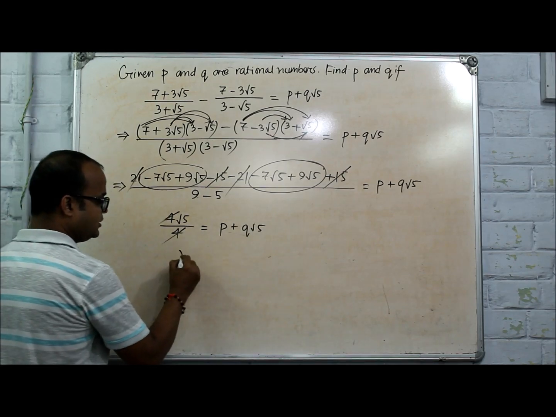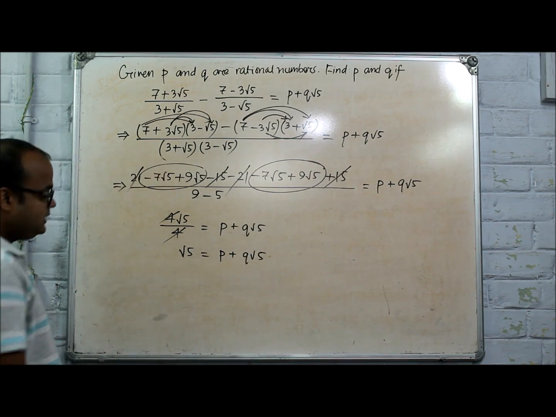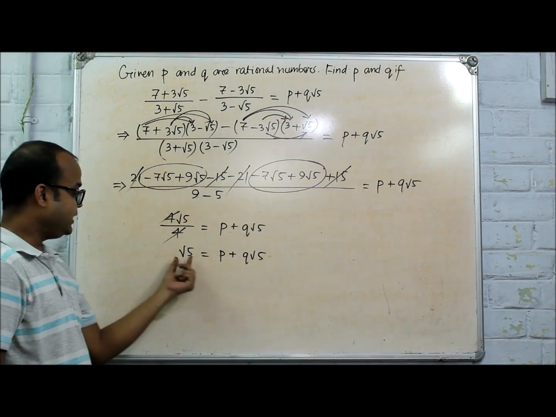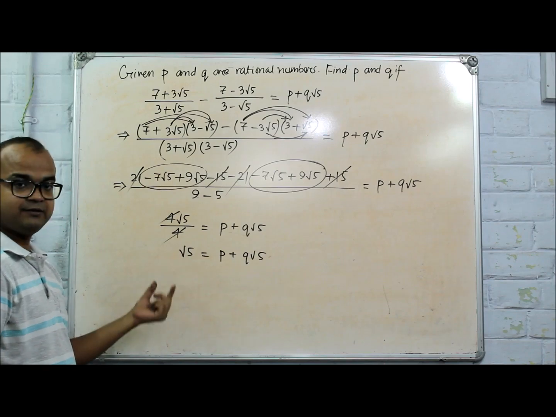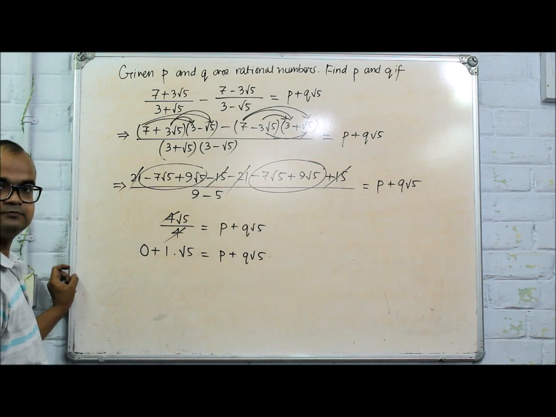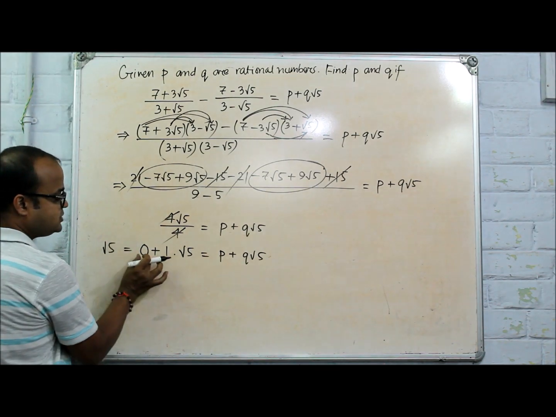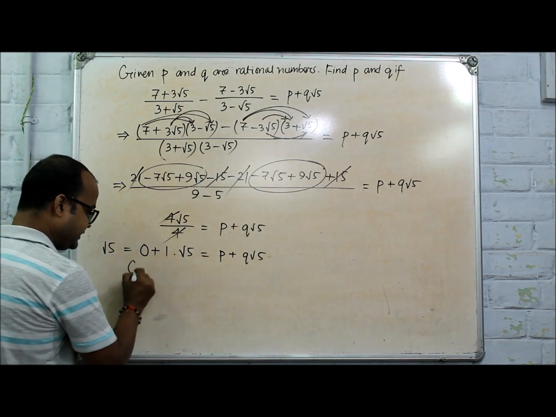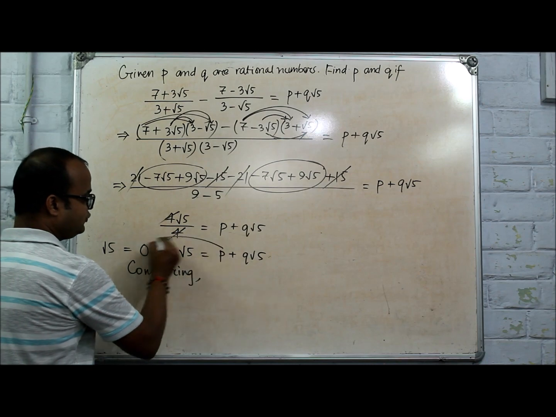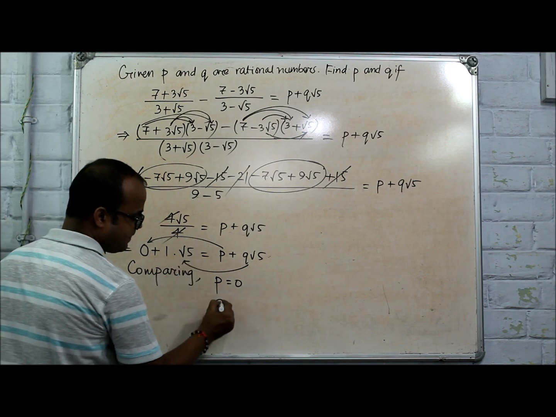4 and 4 will get cancelled. So root 5 is equal to P plus Q root 5. Now if you compare, there is P plus Q into root 5 here, and here only one term is there, root 5. So root 5 can be written as 0 plus 1 into root 5. So that we find it easier to compare. If you compare root 5, P is equal to 0 and Q is equal to 1.